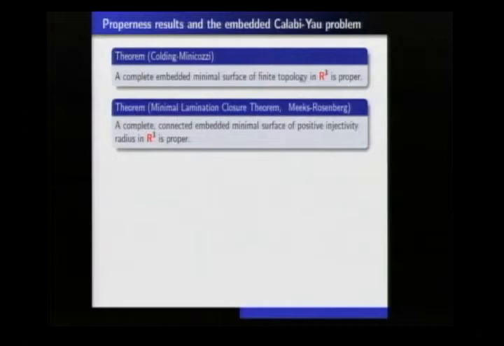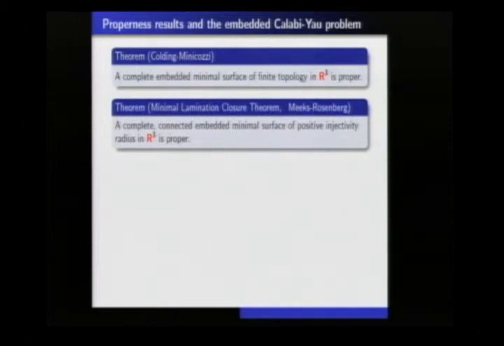Let me just see how I'm doing with time. Okay, I've got a lot of time, about halfway through. So we have this very nice, very important result to remember. In fact, it's very important to realize that this result is even more general. It says a complete connected embedded minimal surface of positive injectivity radius in R3 is proper.